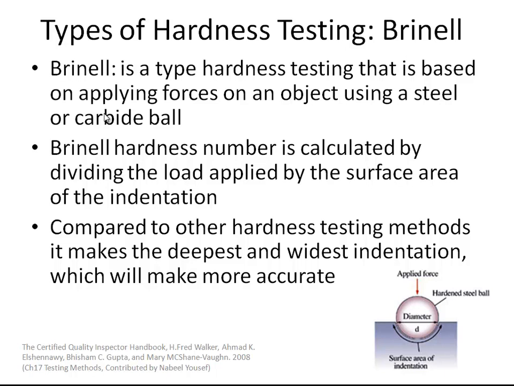The different types of hardness testing include Brinell, which is a type of hardness testing that is based on applying forces on an object using a steel or carbide ball. The Brinell hardness number is calculated by dividing the load applied by the surface area of the indentation, as you can see in this figure, where we have the applied force from the ball divided by the surface area that was indented.